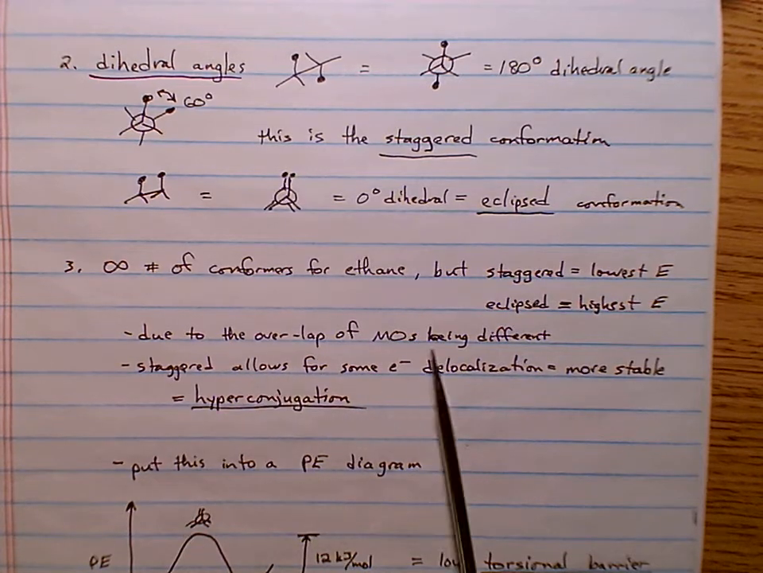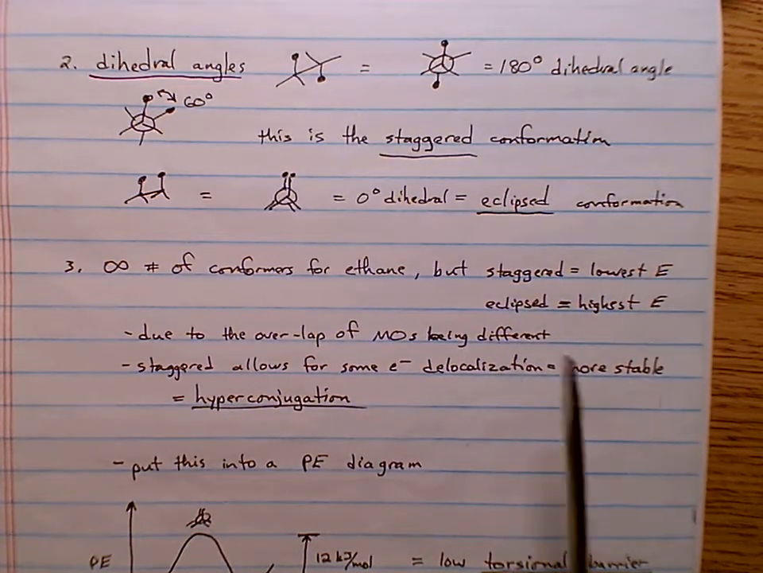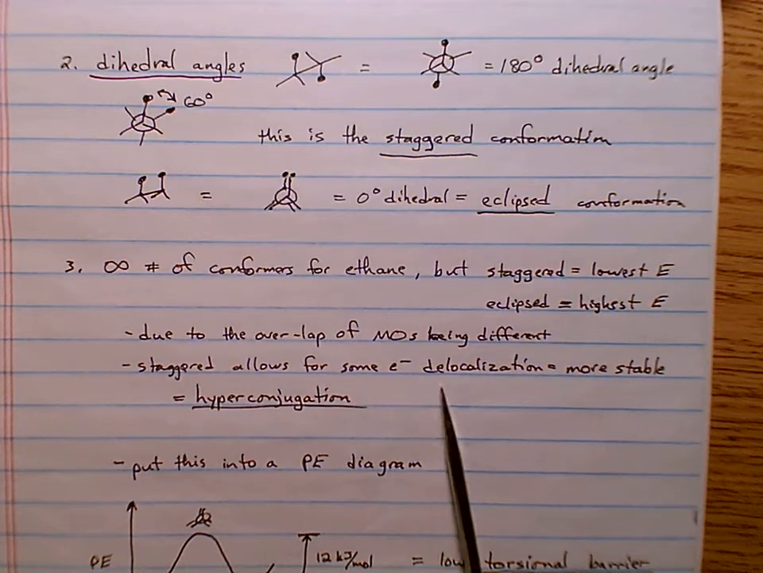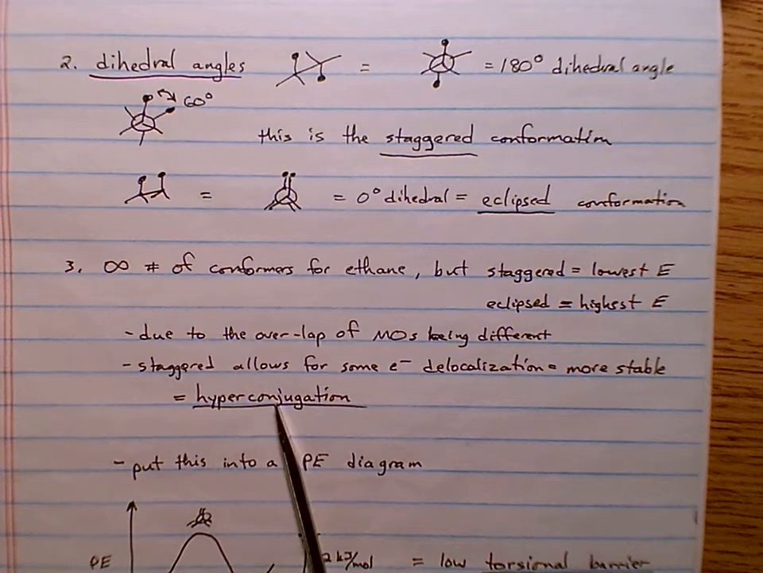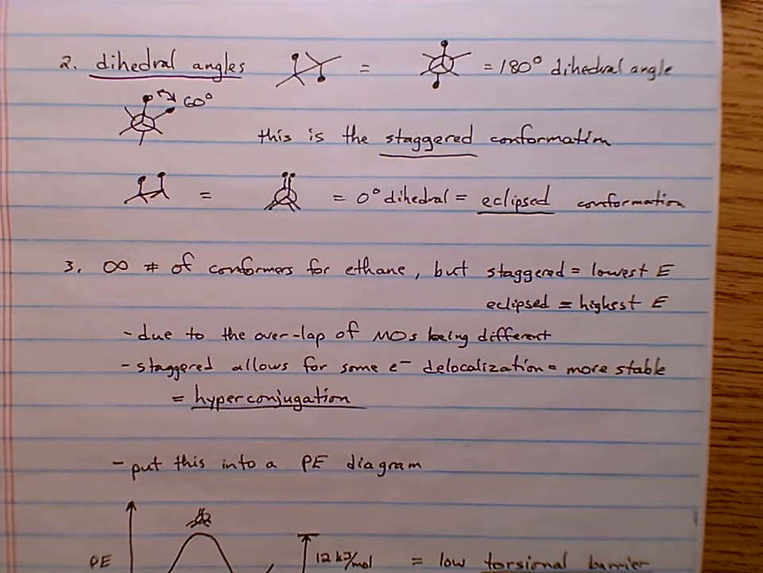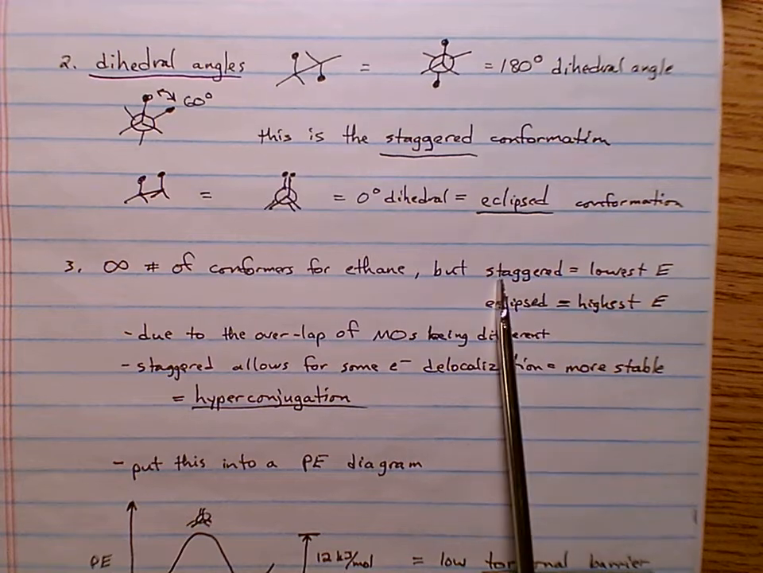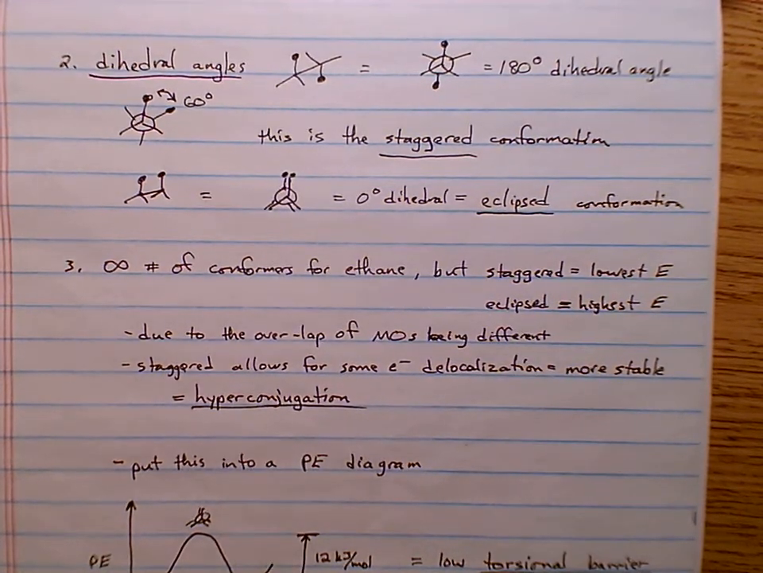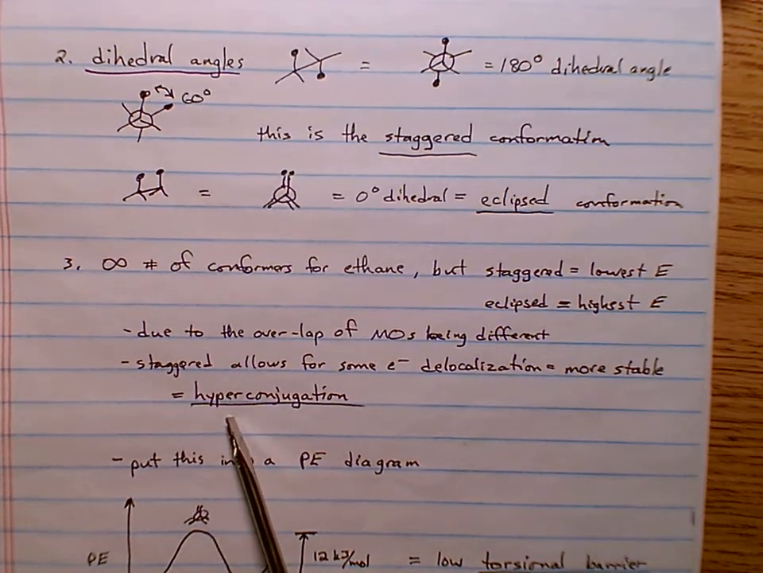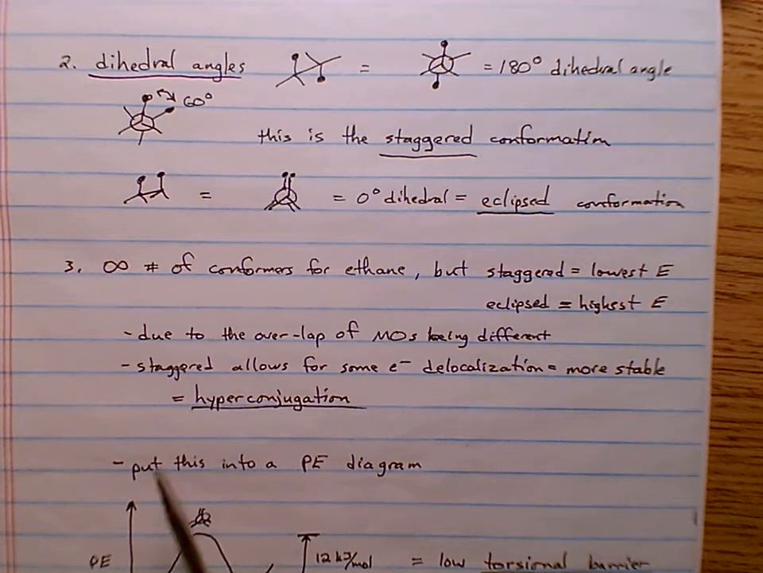And it's due to the overlap of molecular orbitals being different. Turns out staggered allows for some electron delocalization, which is more stable. We call that hyperconjugation. Don't worry about it. If someone says, why is the staggered conformation a little bit more stable than the eclipse? The answer is hyperconjugation. Well, what does that mean? Don't worry about it at this point. Although, if you are interested, I do recommend going and looking it up and reading about it. It's just a little bit advanced at this point for you. Take physical chemistry and then come back to me on that one.